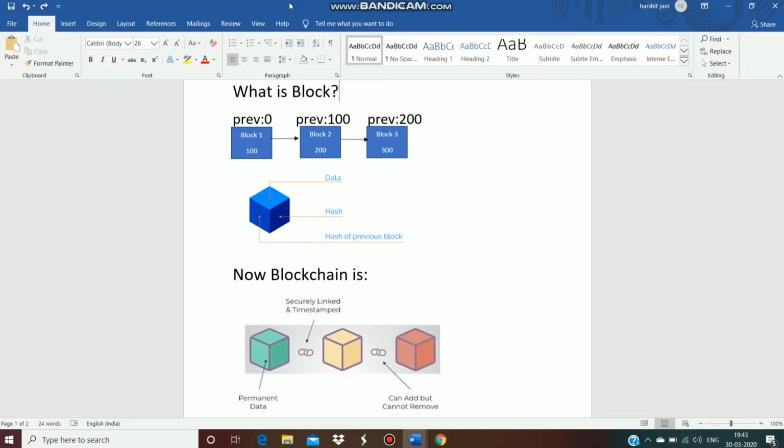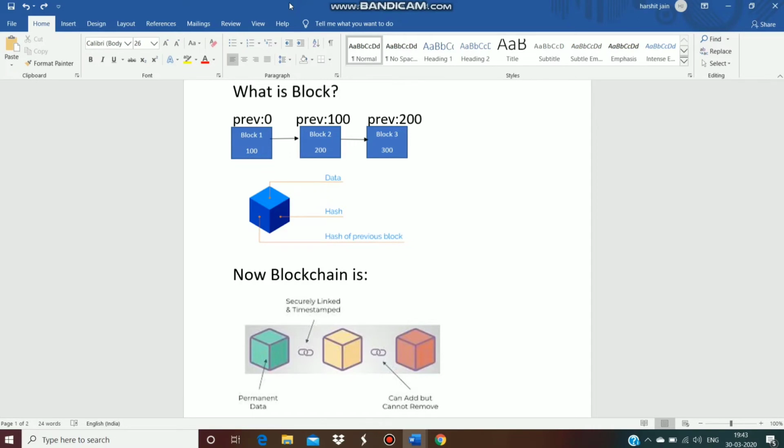So I guess you are aware of a linked list. In the data structure topic, linked list is there, and basically the linked list is a connection of nodes using addresses. So we can assume a block as a linked list which contains data and addresses. In this example I have taken three blocks: block 1, block 2 and block 3.